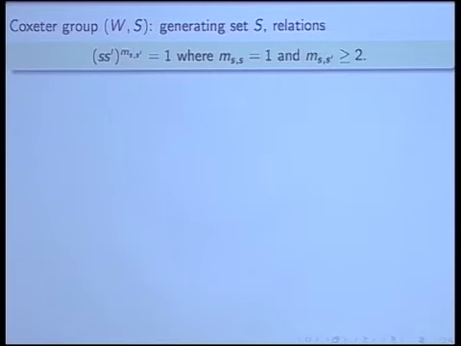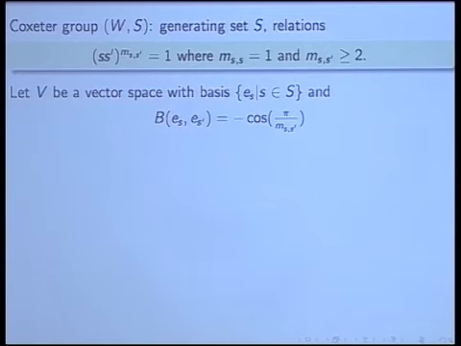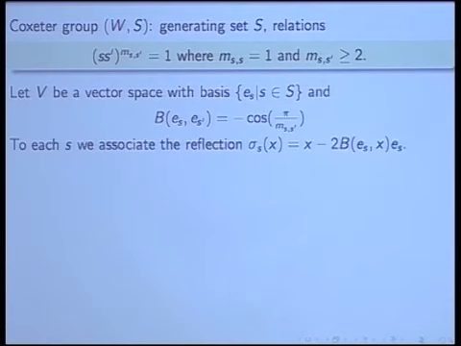So in fact, every Coxeter group is a reflection group in some sense. If you take a vector space with basis indexed by the elements of S, and you define a bilinear form B with this formula, B(e_s, e_s') is minus cos of pi over the order of ss', then you can realize the Coxeter group as a reflection group where a reflection sigma_s sends x to x minus 2B(x, e_s) e_s. So as you can see, B(e_s, e_s) is equal to 1. So sigma_s of e_s is equal to minus e_s, and then sigma_s stabilizes the hyperplane orthogonal to e_s with respect to this form B.